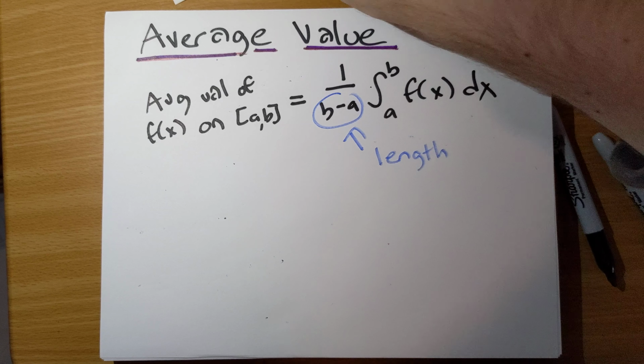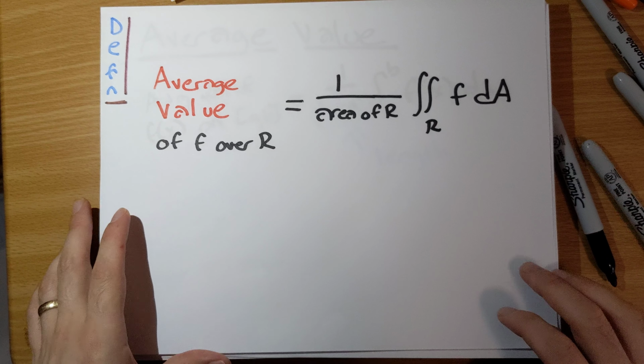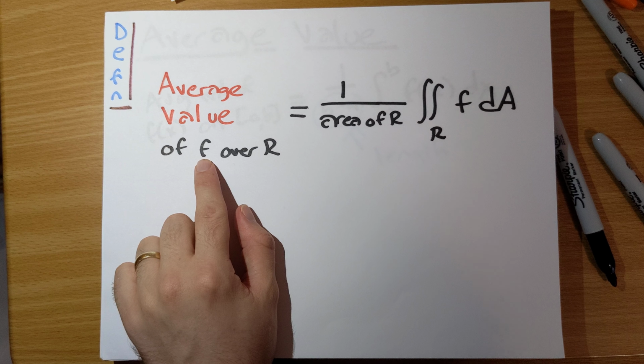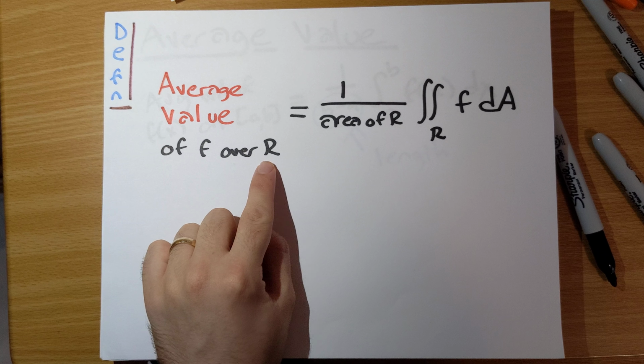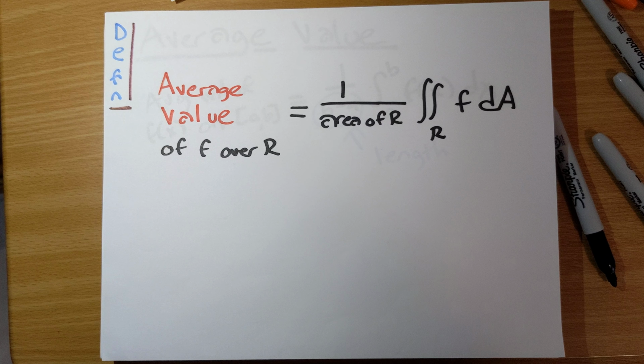So what happens now in the multivariable world and double integral land? The average value of a function f of xy over a region R is 1 over the area of R times the double integral of f over the region R. And so there are similarities here. This should feel like the equivalent thing.